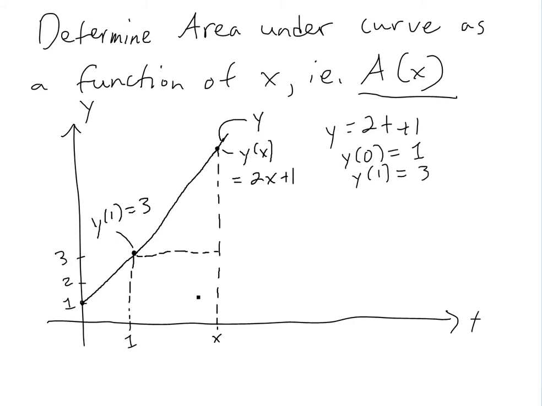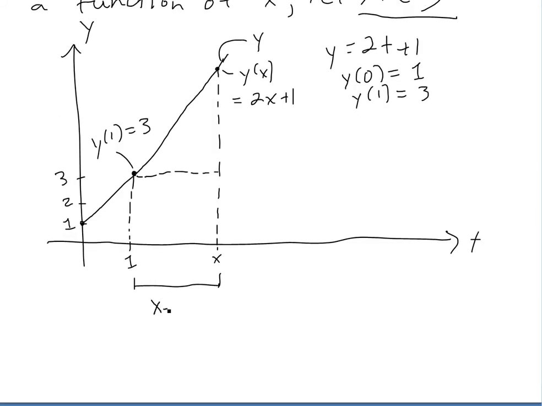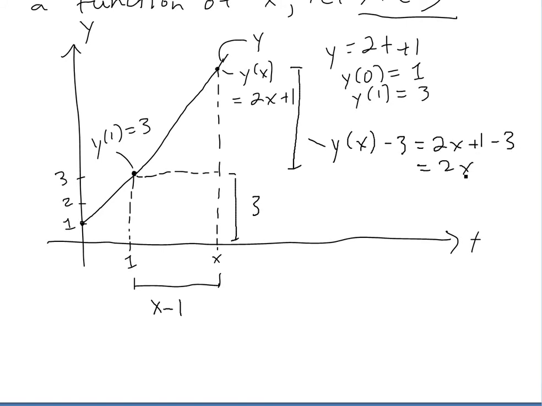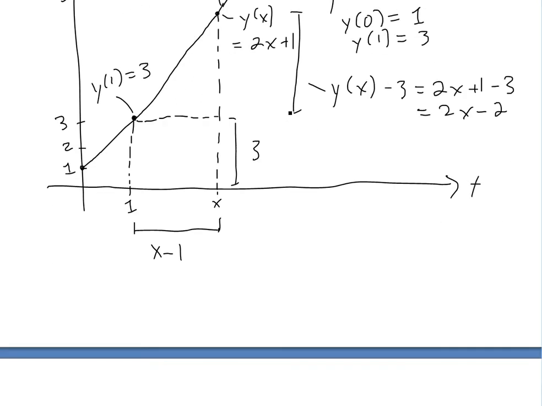Now the width of this rectangle and the triangle base is just x minus 1, and this height is going to be 3. The height of the triangle is just going to be y of x minus this 3, which is 2x plus 1 minus 3, and this equals 2x minus 2. Just subtract that out. So now we just find the area of the integral. The integral is equal to the area under the curve.